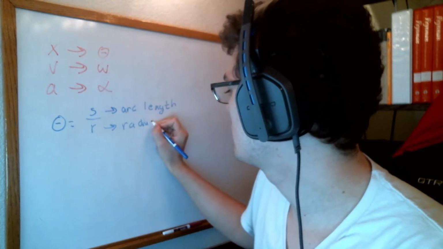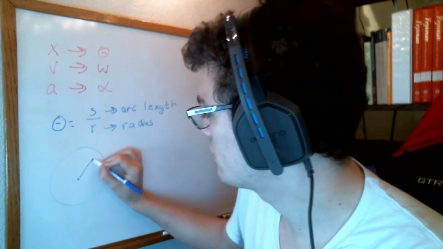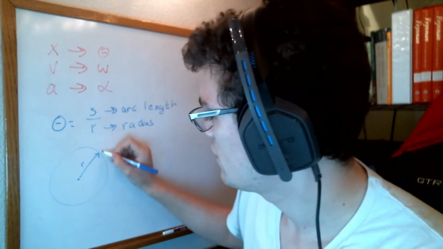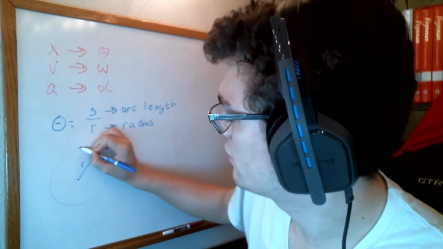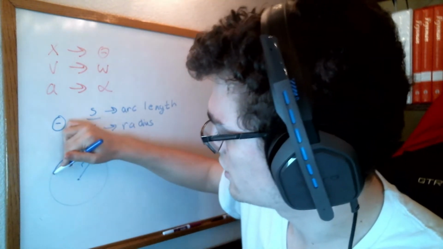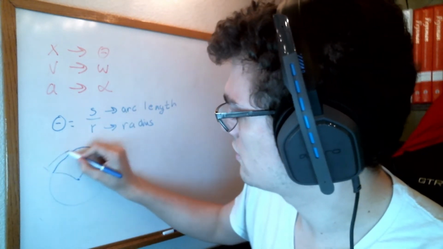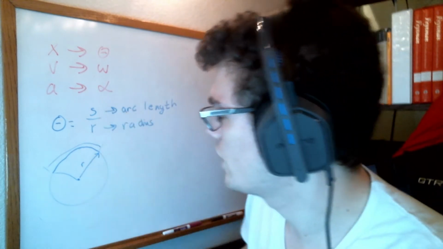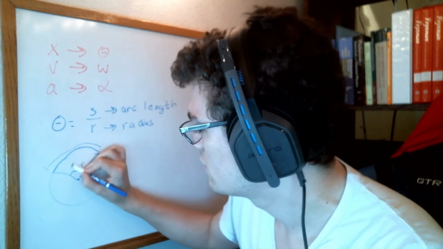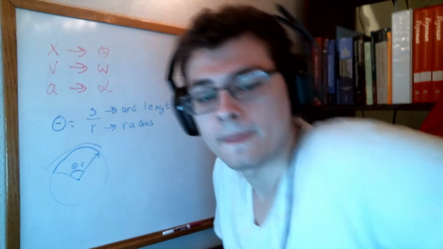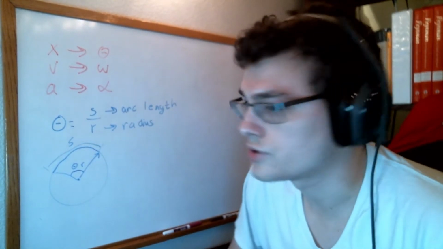So if we're talking about a circle here, and we have our center here, this is going to be our radius R, and we divide some length of this circle, like this length here, by the radius, we get theta, which is going to be our angular displacement. So this is how we convert from a distance or an arc length to an angular displacement.